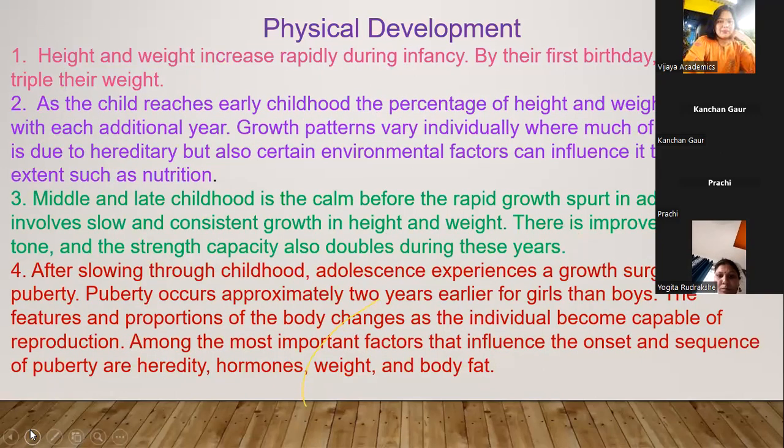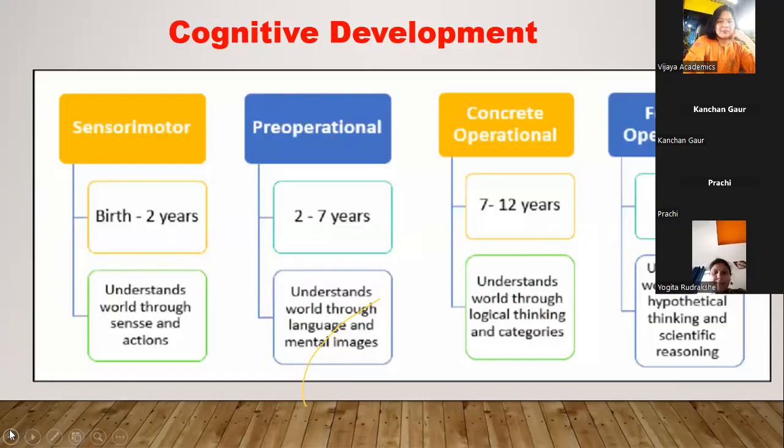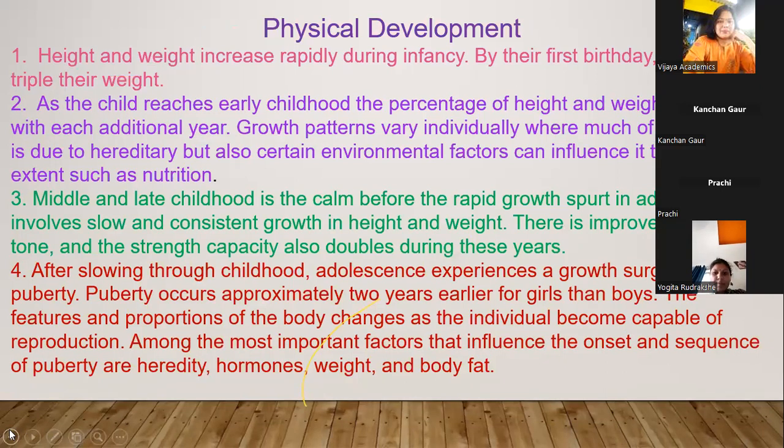Now, next is physical development. In physical development, what happens? Height and weight increase rapidly during the infancy stage. Then, as the child reaches early childhood, the percentage of height and weight increase decreases with each additional year. Remember the difference between infancy and early childhood: in infancy, height and weight increase rapidly, but in early childhood, it decreases with each additional year. Growth patterns vary individually, where much of the variation is due to heredity, but certain environmental factors, such as nutrition, can also influence it to some extent.